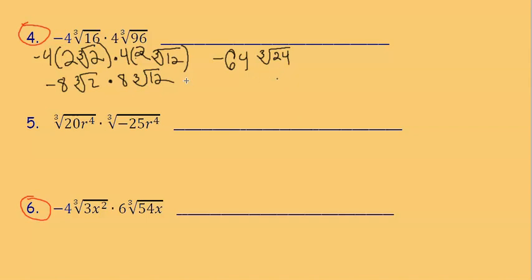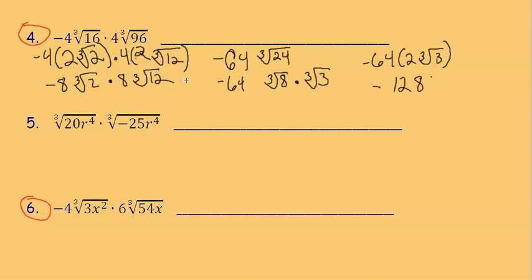24 can be reduced. It's the same thing as the cube root of 8 times the cube root of 3. So we have negative 64 times 2 times the cube root of 3. Negative 64 times 2 is negative 128. So our simplified expression is negative 128 times the cube root of 3.